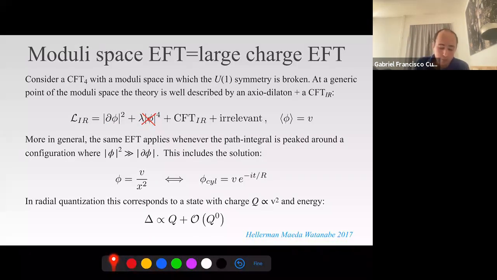So among these states, this includes a state which has the next-to-simplest solution of the free field theory equation, which is v over x squared, which if you map it on the cylinder and go to Lorentzian signature is just kind of a superfluid again, but with very tiny chemical potential, 1 over r. So I think physically it's a bit incorrect to call it a superfluid. Now if you plug back into your action and notice that all your interactions are irrelevant, in radial quantization this corresponds to a state which has charge Q proportional to v squared and energy proportional to Q, just because the effective field theory is a free theory to leading order. So this tells you that the large charge sector of theories with moduli space can be associated to some different behavior. And I should say this was first pointed out in this paper by Hellerman, Maeda, and Watanabe.